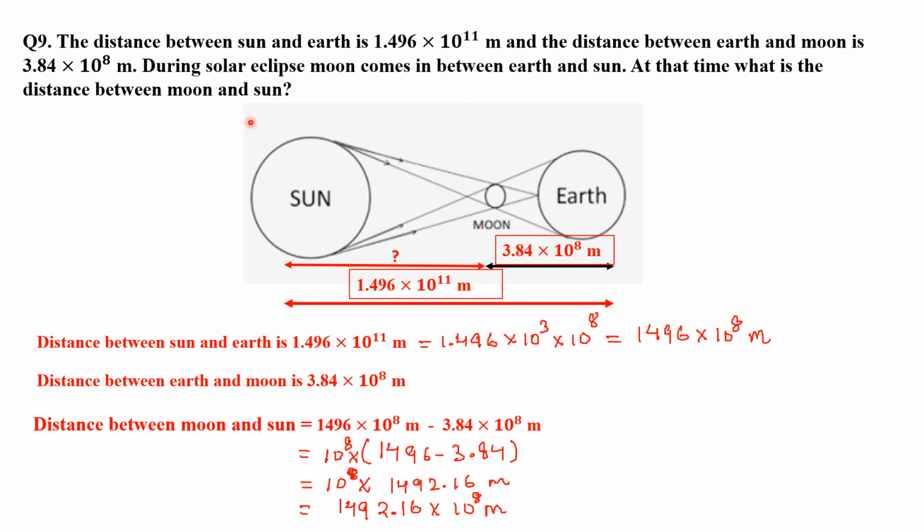Now if you can see here, when I drew the diagram, it became very easy, right? So whenever you solve these kinds of word problems, wherever possible, please draw the diagram. If your diagram is correct, it means your 70% work is done.